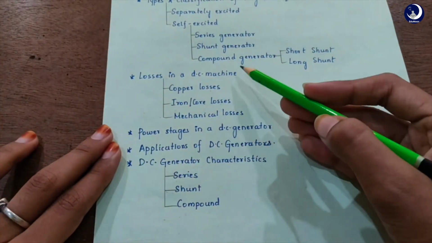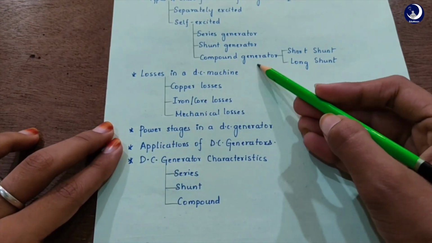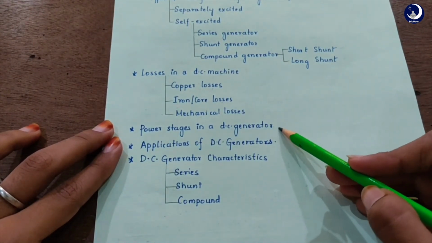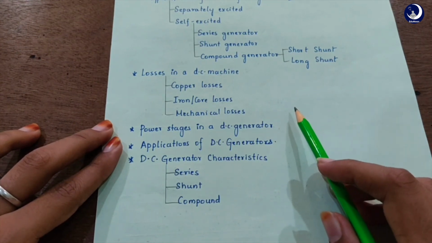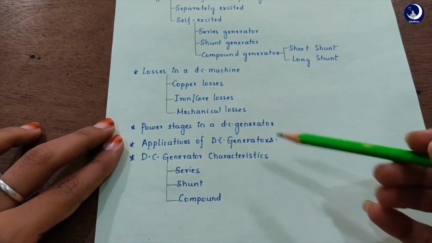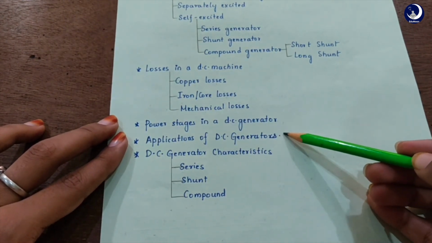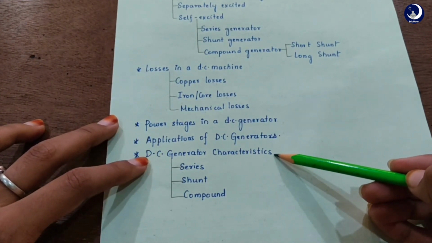In this lecture, we have seen the losses in DC machines, the power stages in a DC generator, as well as the condition for maximum efficiency. In the next lecture, we will look at applications of DC generators and DC generator characteristics.